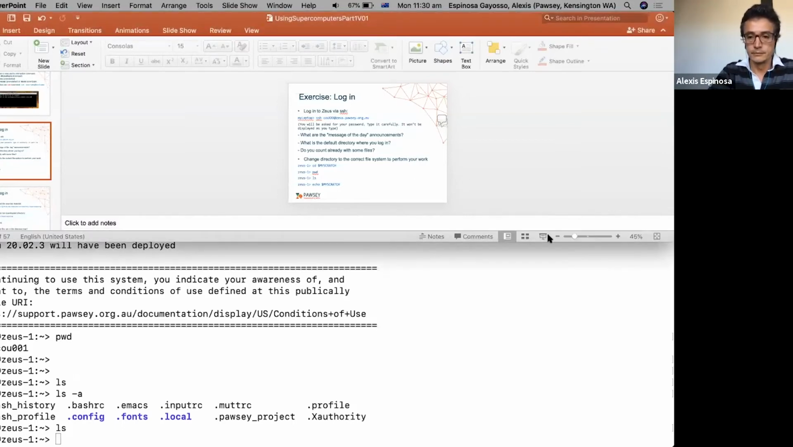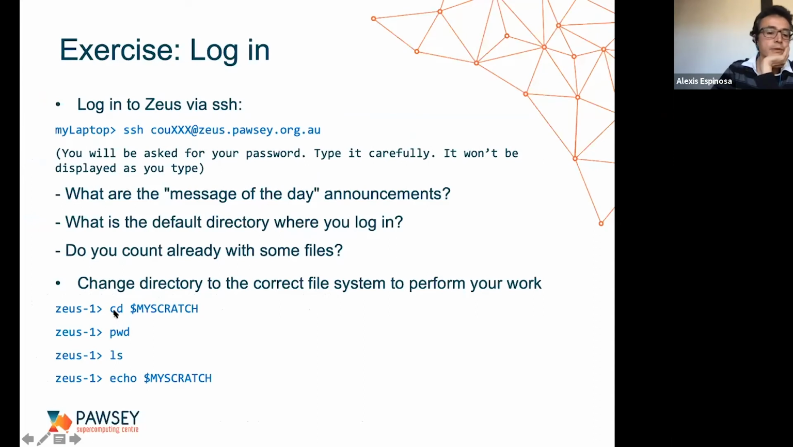You need to cd towards your space in Scratch. There is a variable called my_scratch that is available to you. If you do cd $my_scratch, you will move to that file system and to your directory where you can write things on Scratch. Then check that you are there, and list what you have there. There will be nothing, not even hidden files. And then you can also see how the my_scratch variable is defined with an echo of that variable.